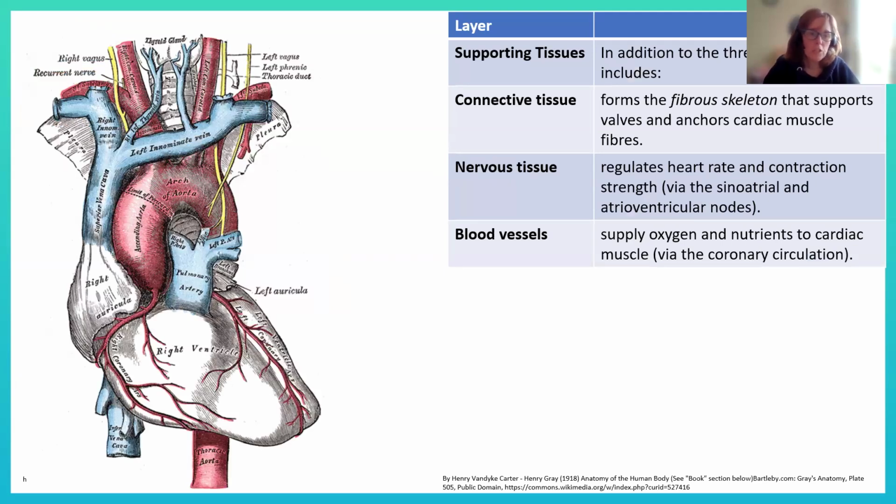So the supporting tissues, in addition to the ones that we've just looked at, we've got connective tissue forming the valves. We've got the nervous tissue, which will help to regulate heart rate. And we've got the blood vessels, because the heart itself is a muscle, so it needs to be supplied with oxygen. It can't just dip into the blood that's traveling through the heart to get oxygen. It has to have its own blood supply as well. And you can see that on the outside.